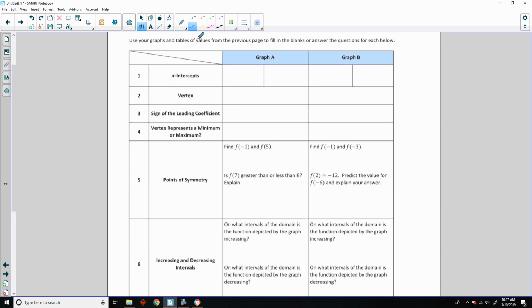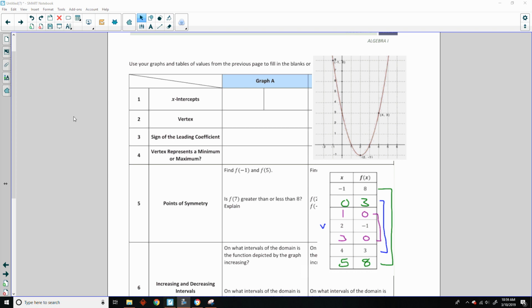Now it says use your graphs and tables of values from the previous page to fill in the blanks or answer the questions for each below. Rather than going back and forth from the last page to this page, I have copied over graph A and table A, and we're going to answer graph A questions first, and then we'll go back and do the others. Okay, so it says 1, what is the x-intercept?